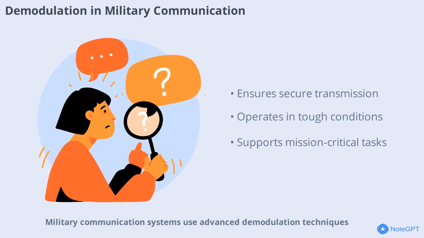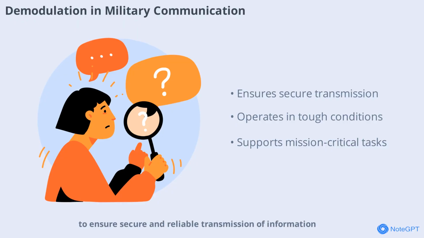Military communication systems use advanced demodulation techniques to ensure secure and reliable transmission of information. These systems must operate in challenging environments with potential interference and jamming. Robust demodulation is vital for mission-critical operations, supporting everything from encrypted voice communication to data links for drones and vehicles.